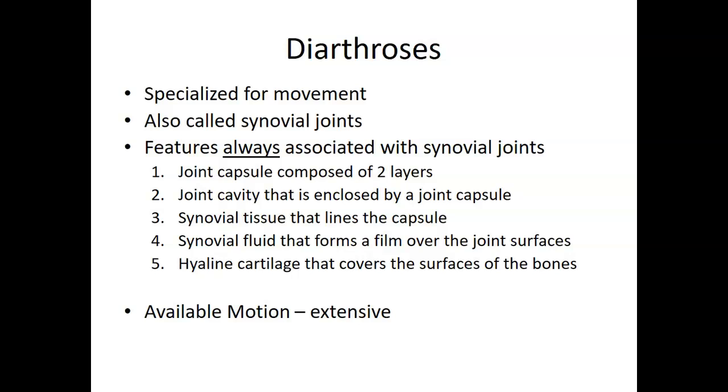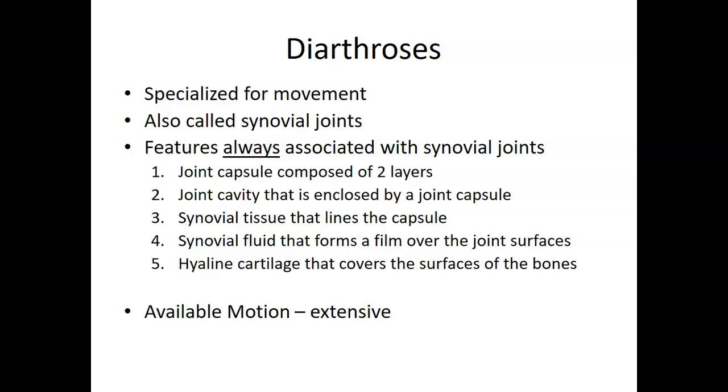The diarthroses are the ones that we are more concerned about, just because we can do more with them. These are for movement. These are our synovial joints. There are 5 features that always have to be present if you have a synovial joint. It's not very often that we say always, right? So these are components that have to be there.